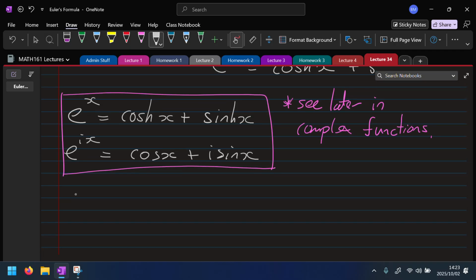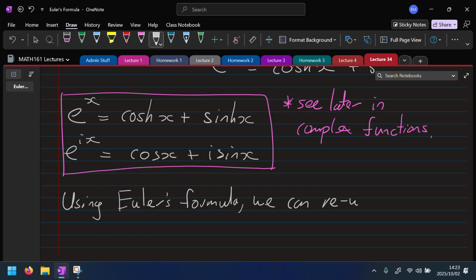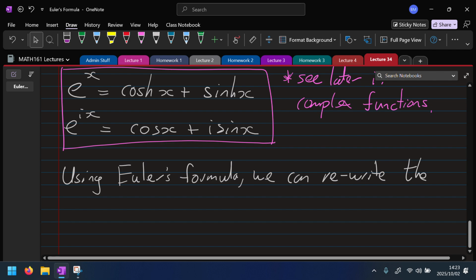Okay. Now, using Euler's formula, we can rewrite the polar form of a complex number, and from now on, we will be using this form.